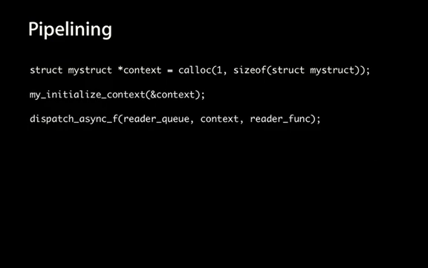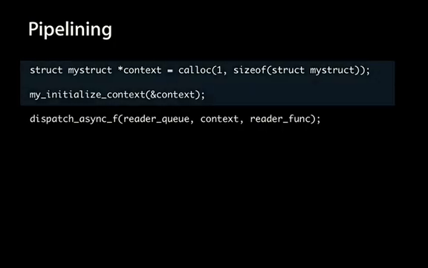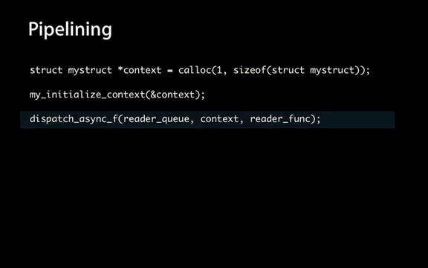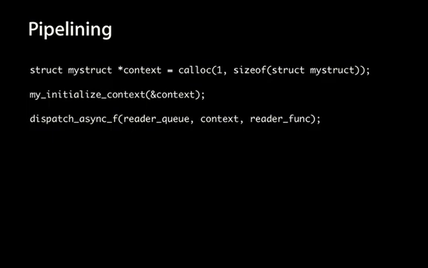So to give you an example of what that looks like in code, you're going to allocate your context structure, going to initialize it somehow, and then what you're going to do is dispatch_async_f, probably, to your first queue in the stage, the context, and the first stage of the actual logic, the function. So what does that look like?